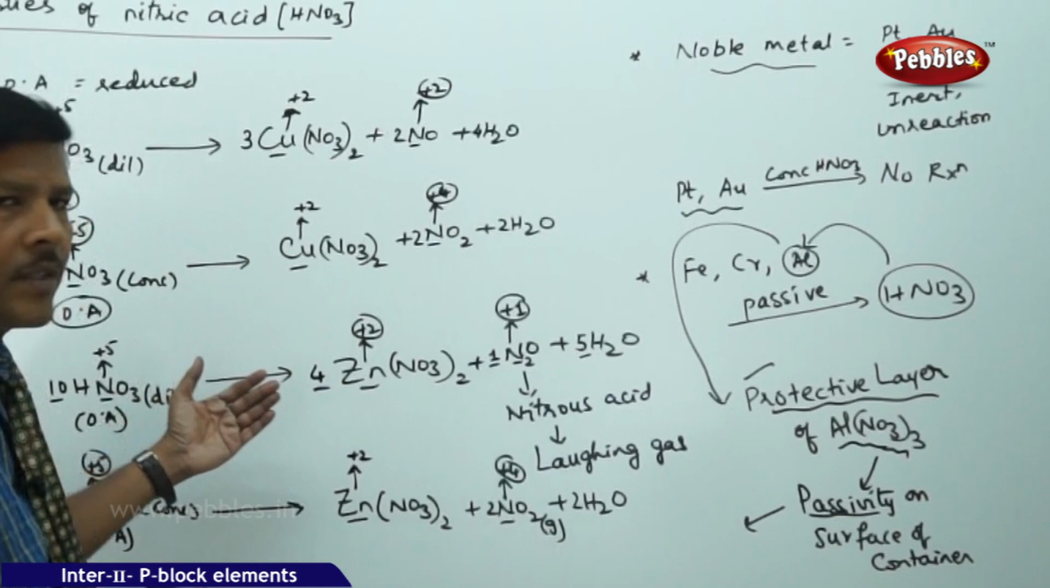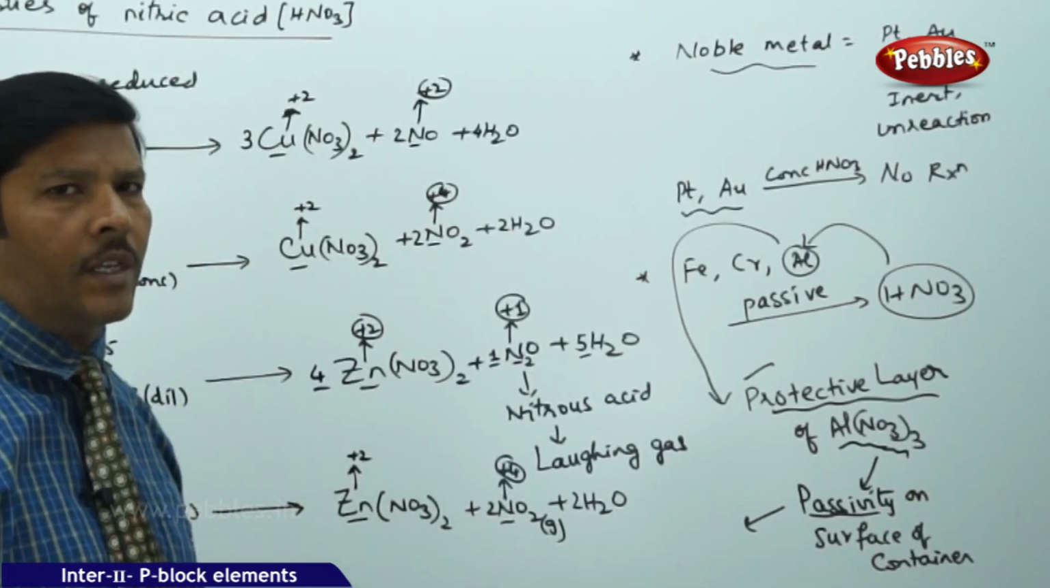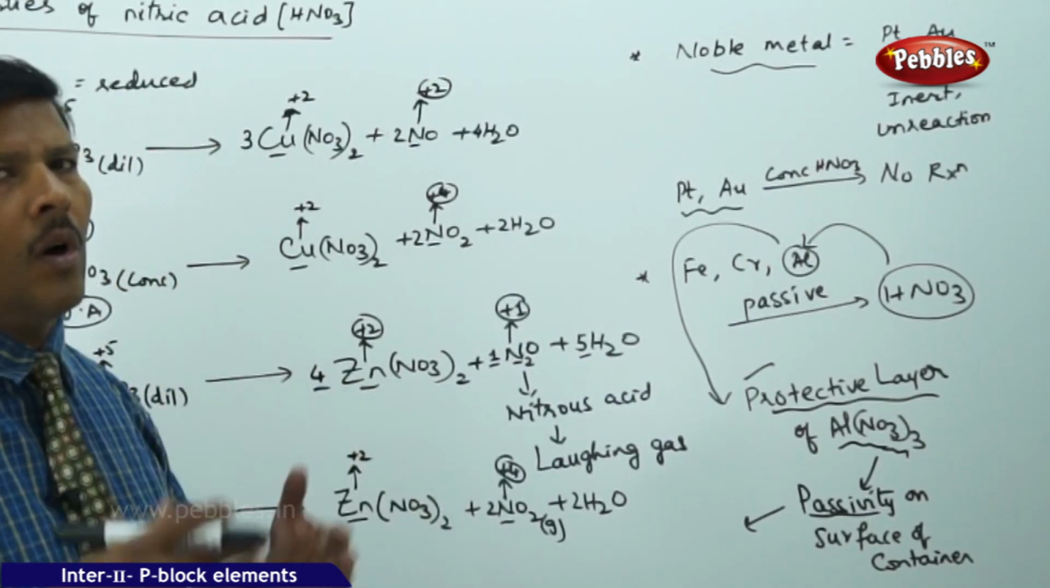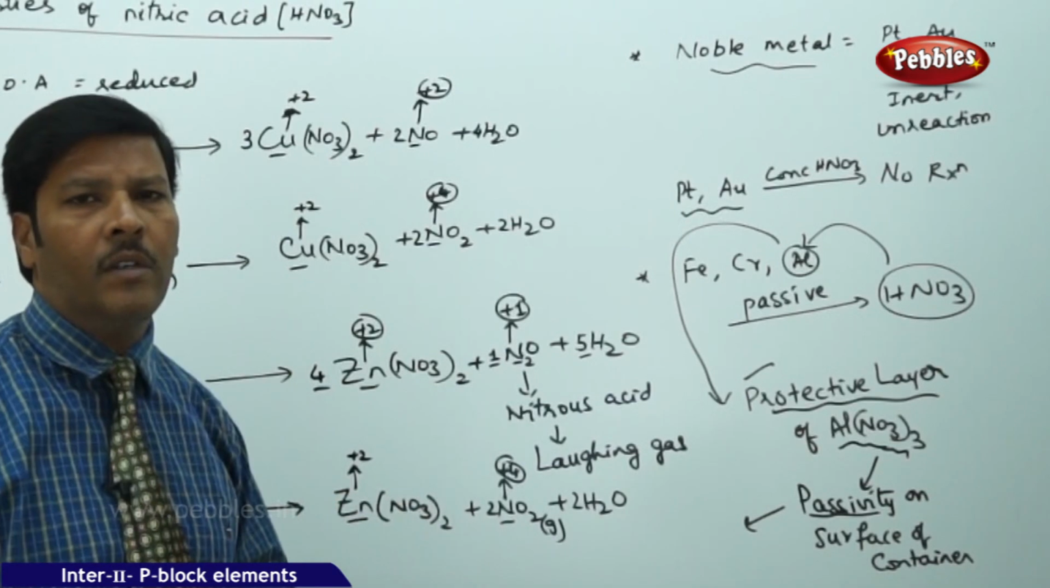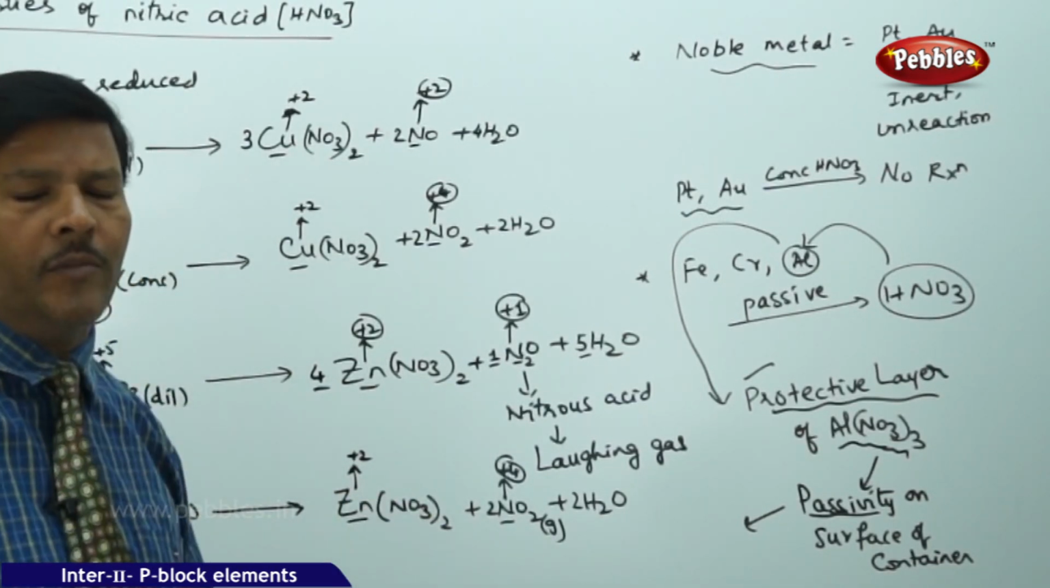Now in the next part of the discussion, we are going to learn how nitric acid becomes the oxidizing agent in the case of nonmetals. That is, when nitric acid reacts with nonmetals, how does it behave and what kind of changes does the reaction undergo? Let us try to observe.